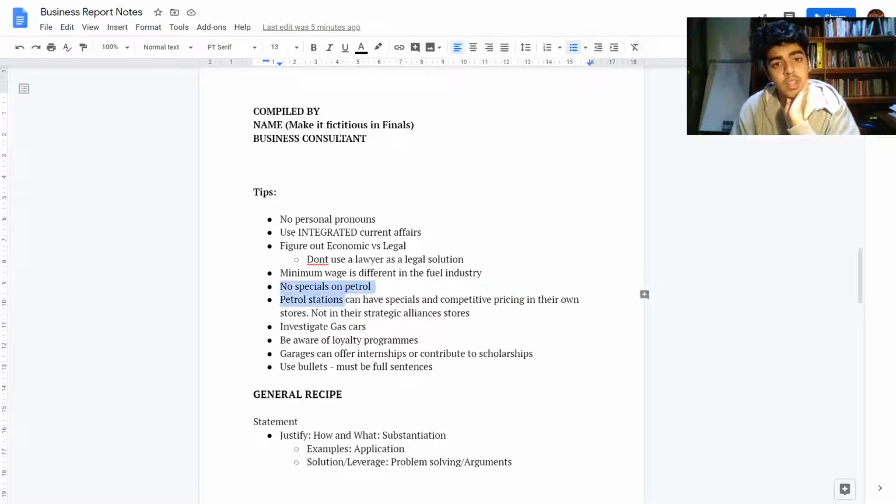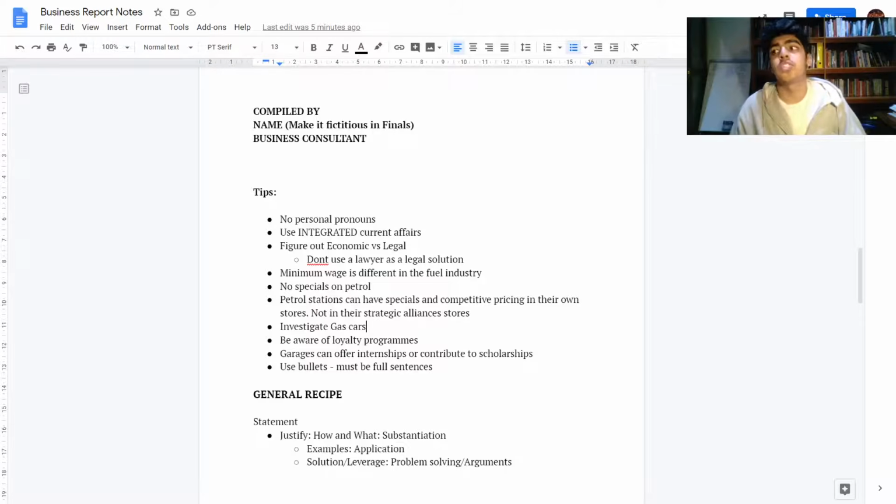This is some tips for the fuel industry. No, you can't have specials on petrol because the price is fixed. Petrol stations can have specials and competitive pricing in their own stores, meaning their forecourt stores, but not in their strategic alliances stores. So they can't tell Burger King you have to have this special if it's Sasol, for example.